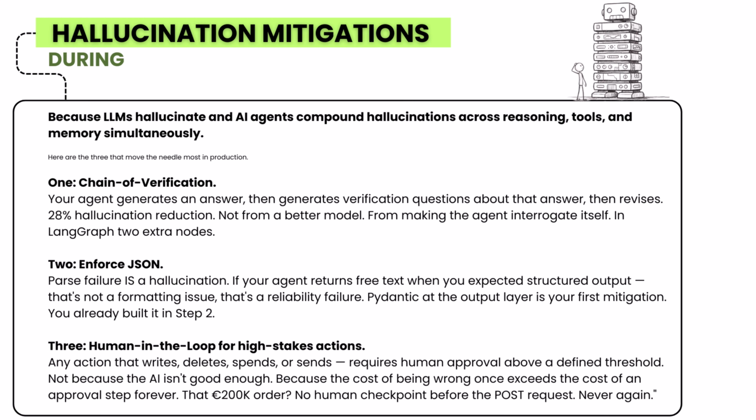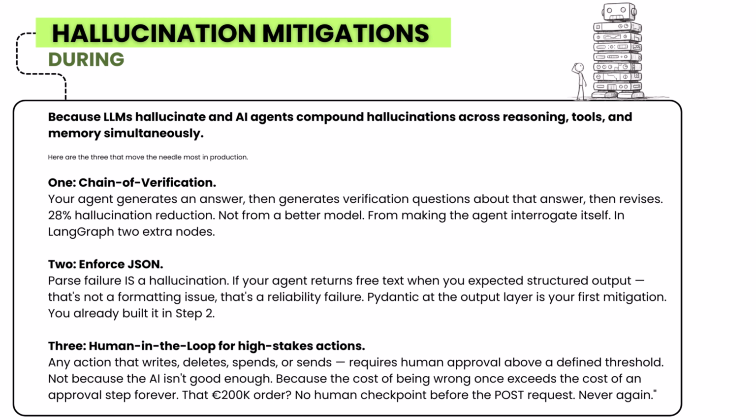During, we do hallucination mitigation. Because LLMs hallucinate and AI agents compound hallucination across reasoning, tools, and memory at the same time, these are the 3 things you can do. 1, chain of verification. Your agent generates an answer, then generates verification questions about that answer, then revises. 28% hallucination reduction from making the agent interrogate itself. In LangGraph, that's just 2 extra nodes.